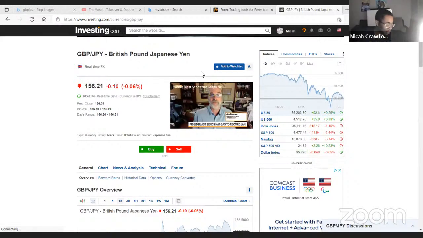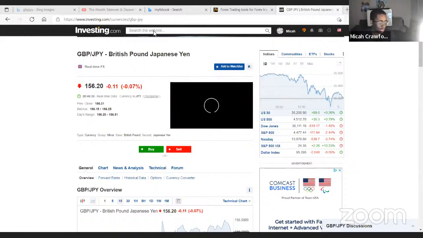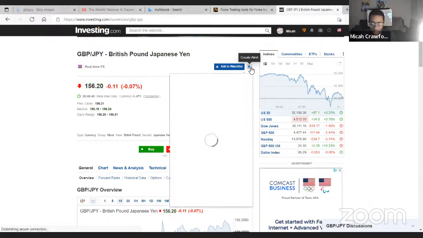So investing.com, I use this for my alerts. You can sign up, it's free. If you have a Gmail or Facebook, you can actually sign up using that. You would type your currency pair in the search bar, of course, mine is GJ. So right here is a create alert. If you click that, it will pull up this little window.